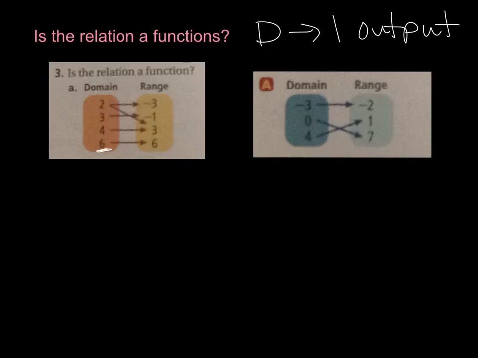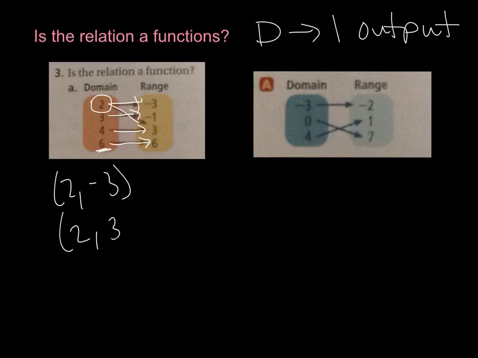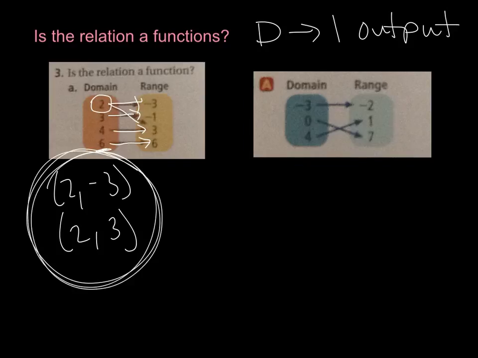So let's start here with 6. 6 maps to 6, and it has exactly one output. 4 maps to 3, and it has one output. 3 maps to -1, and it has one output. So far so good. But notice with number 2, for the input of 2, it maps to -3, but also 2 maps to +3. Therein lies a problem. So the input value of 2 has 2 outputs, not just one. So we would say this is not a function.